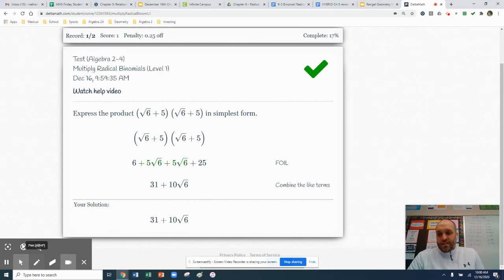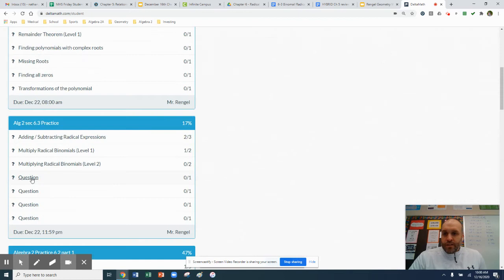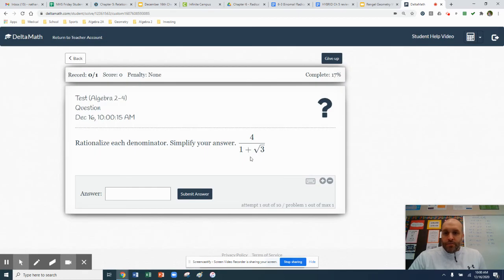Now the last type of problem is going to be dividing. And we're going to go over just one of those problems. If I can go back here. So we have a situation where we're trying to divide by a radical.